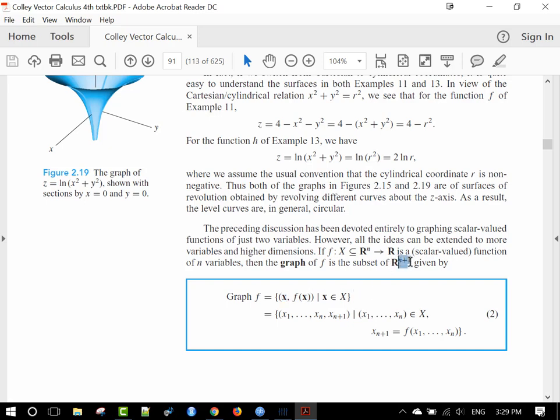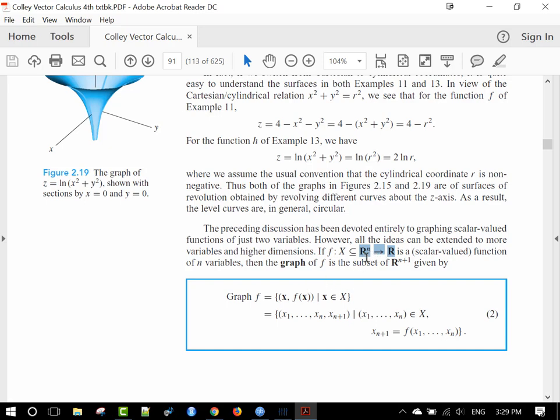So if f is a function from Rn to R, then of course we need to graph it. We need more than n dimensions, right? Just like when we were talking about R2 to R, it wasn't in R2, it was in R3. It was a surface in R3 when this was 2. So it's going to be something in Rn plus 1 if this is n.